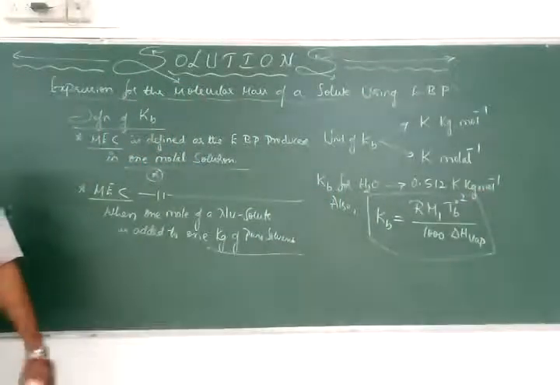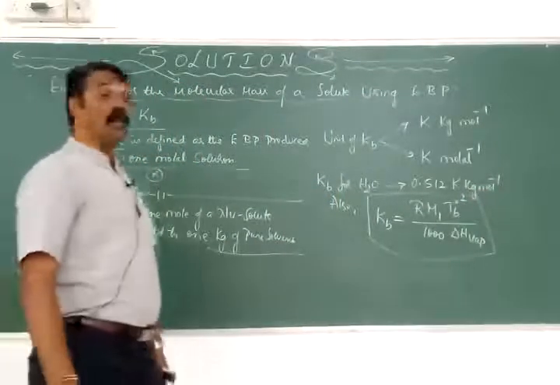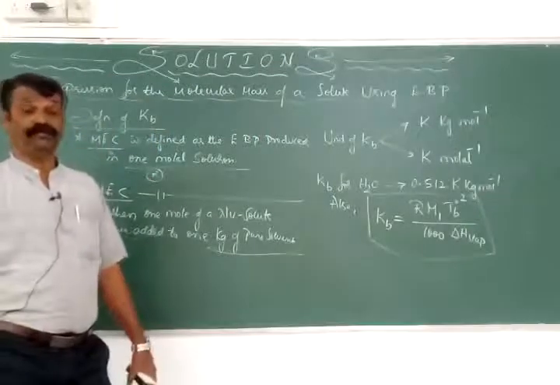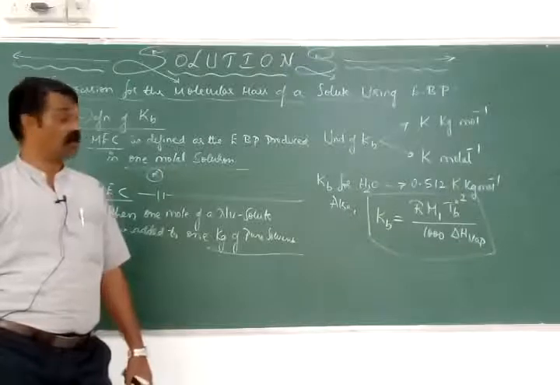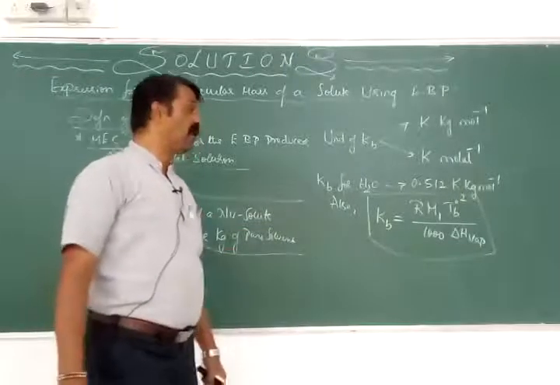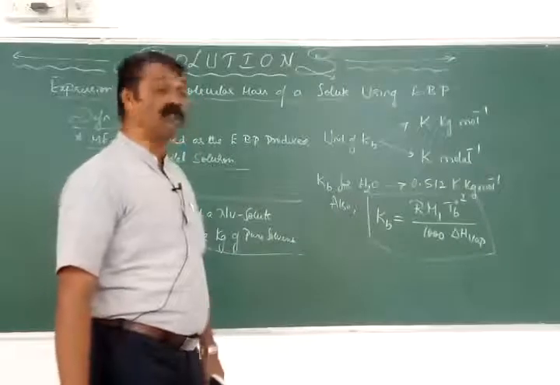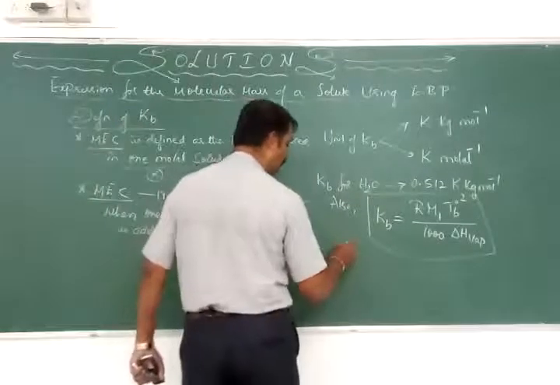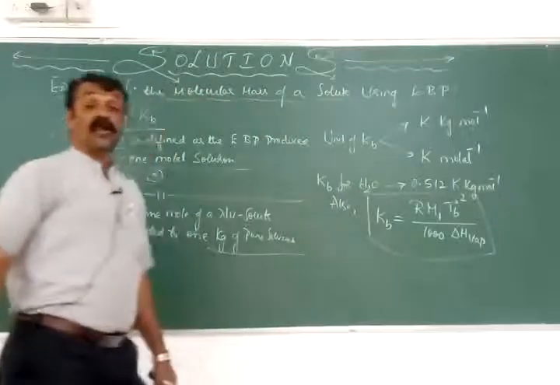The expression for the Kb. What is that Kb here? It is the molar elevation constant, or elevation in the boiling point produced, or it is also called the ebullioscopic constant. So mathematically Kb is equal to R M1 Tb naught square divided by 1000 times delta H vap. So here R, we know that it is the gas constant, or it is also called a solution constant.